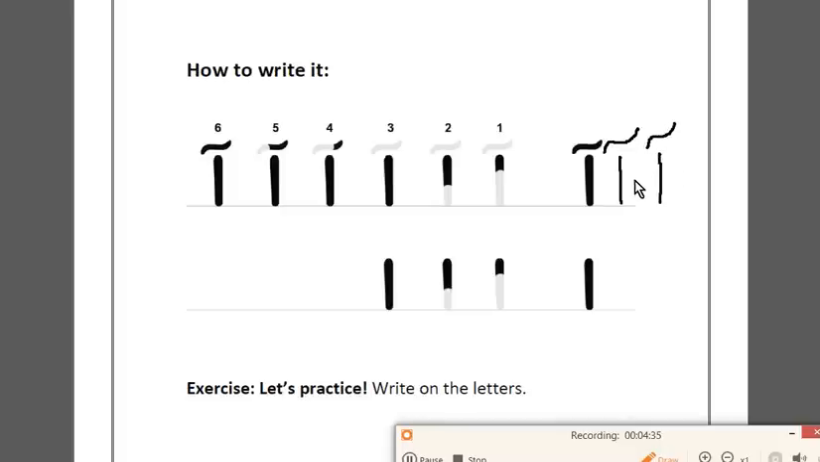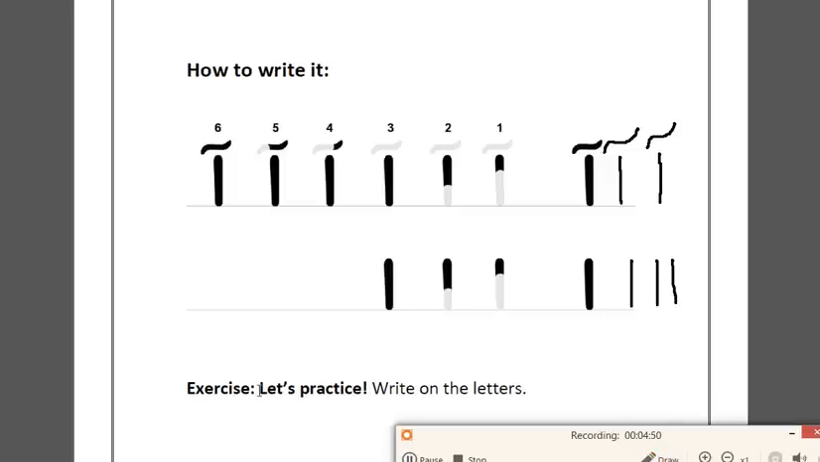So this is Aleph. This one is just a vertical line, that's it. But pay attention to this horizontal line, it is just on the line. So we write it on the line.